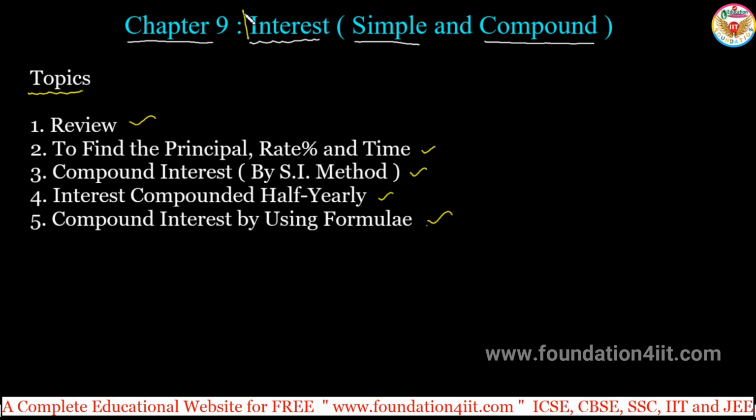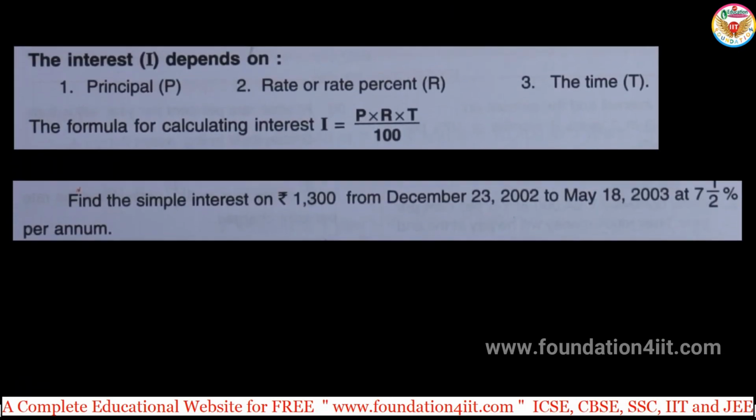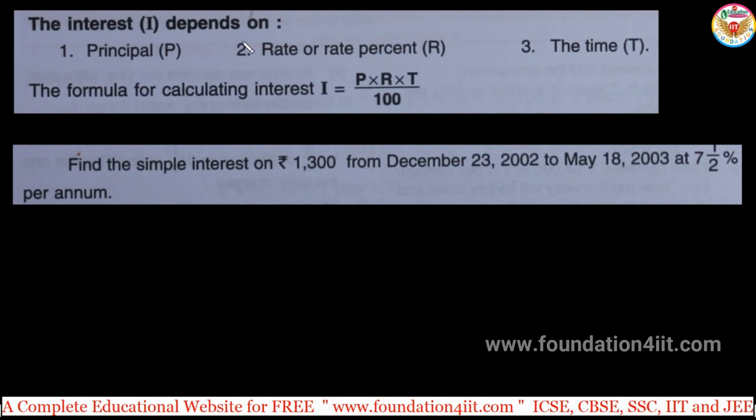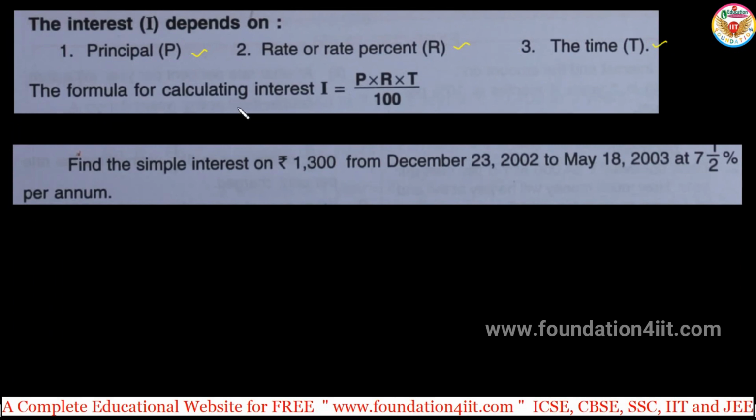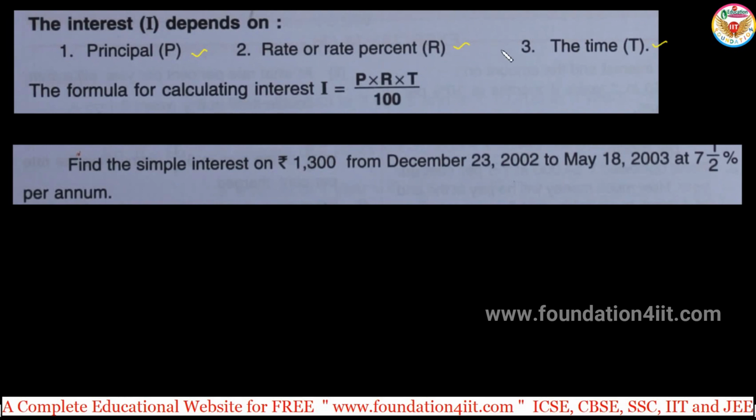First, before compound interest, let us see simple interest. Interest always depends on principal, rate percent, and time. How much time you are taking, what is the rate percentage, and what is the basic value, the principal amount. Principal is the money borrowed or lent. Rate percent is on every 100, and the time is always calculated in years.